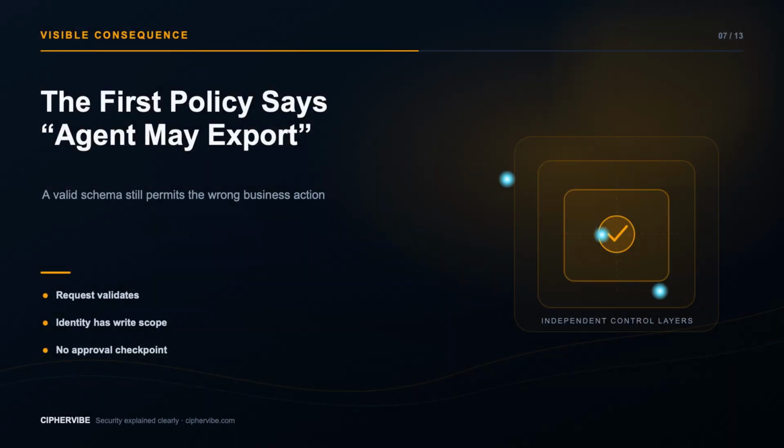The request is perfectly valid JSON. The file name matches the schema, and the export tool works as designed. Yet the business action is wrong because the service identity has write authority and no approval gate. Input validation matters, but it cannot decide whether a requested action is appropriate. Authentication answers who connected. Authorization must answer whether this identity may perform this exact action now.